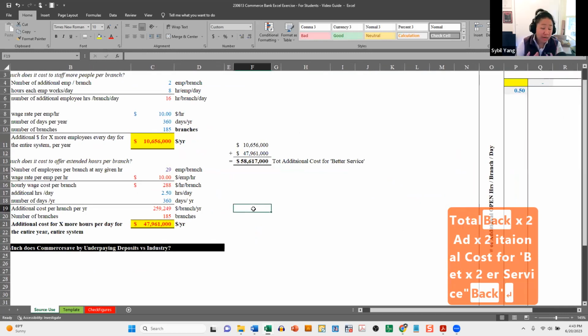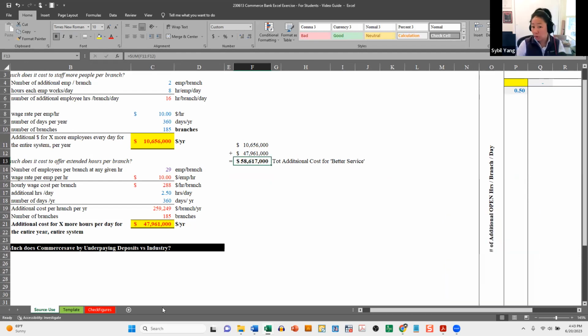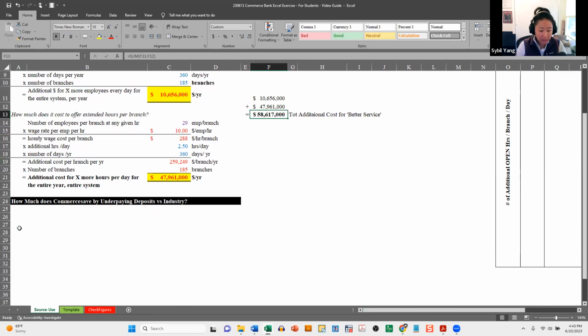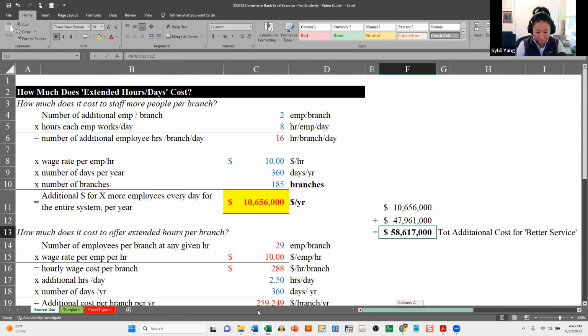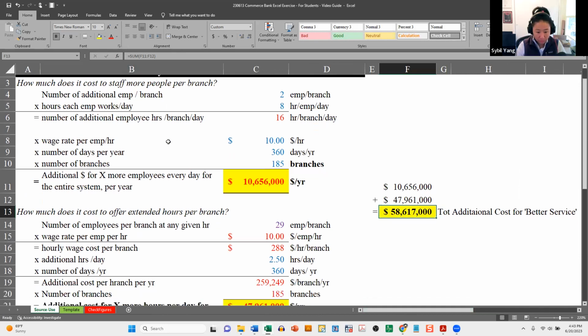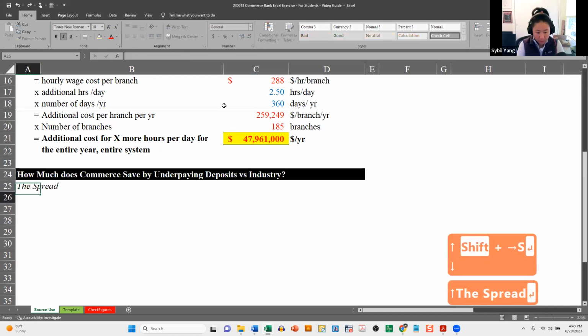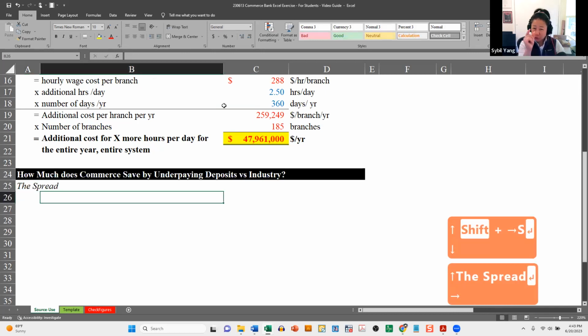Okay. Well, if this is what the service design is going to cost me, where am I going to get that money from? By paying out less in interest? Great. Well, how much does that actually mean? Well, let's calculate that. Okay. How much does Commerce save by underpaying on its deposits? Okay. So it'll be the interest rate spread that we're saving, multiplied by the deposit base.